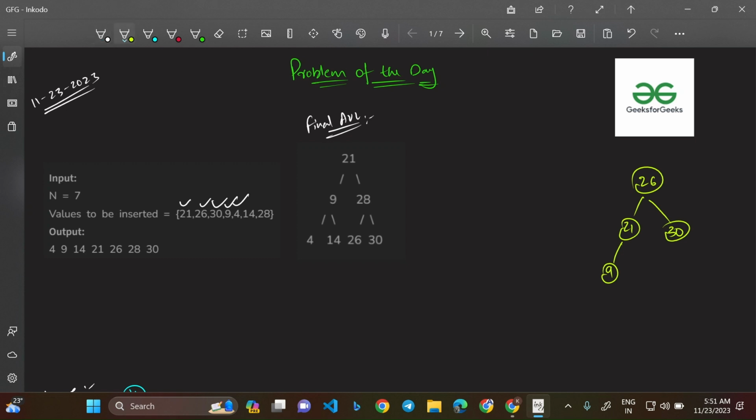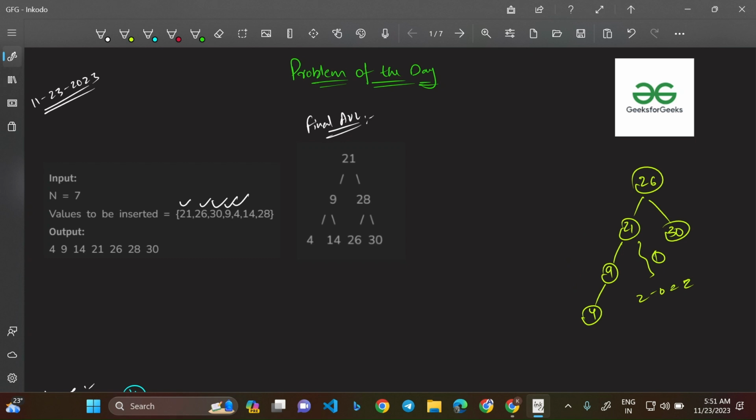And now come to the fifth value that you're going to insert, 4. Now 4 is less than 26, go to your left. 4 is less than 21, go to your left. 4 is less than 9, go to the left. So this is how it comes. And now, is this a BST now? No, it is not a BST, because it's not balanced anymore. You see that here the height is 2 for 21, but to the right it's only 0, right? So here 2 minus 0 is equal to 2, which doesn't belong to the set.